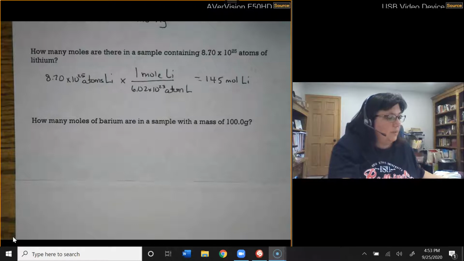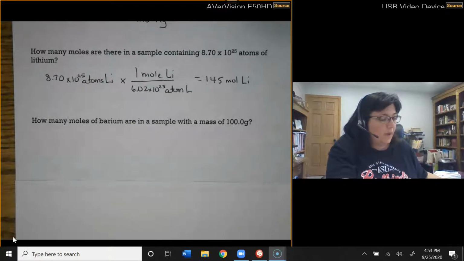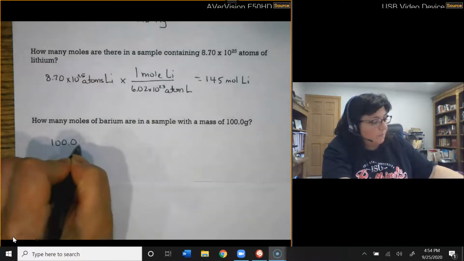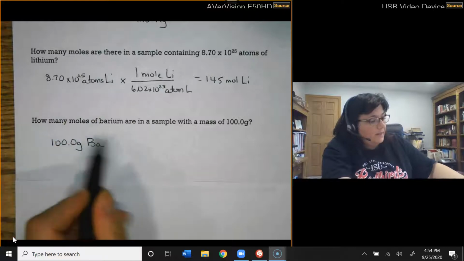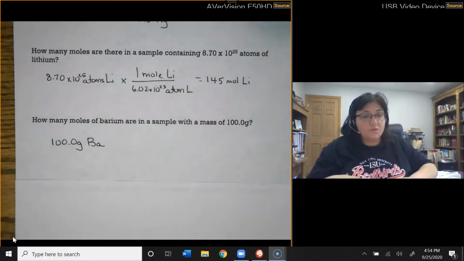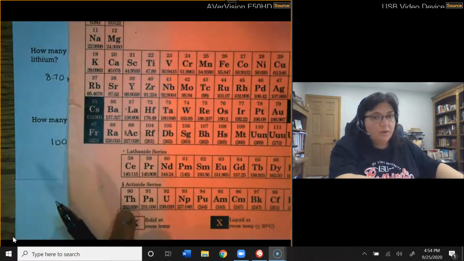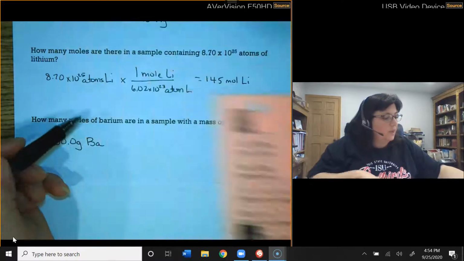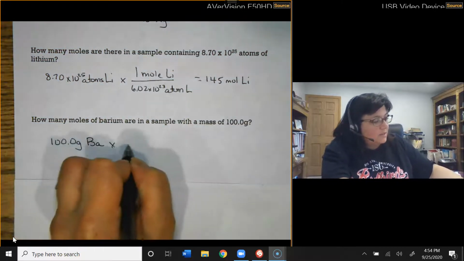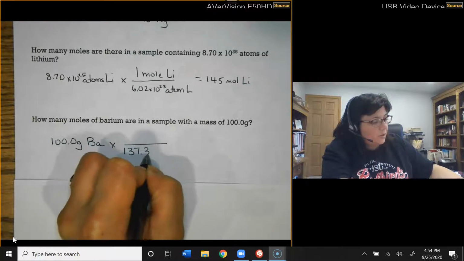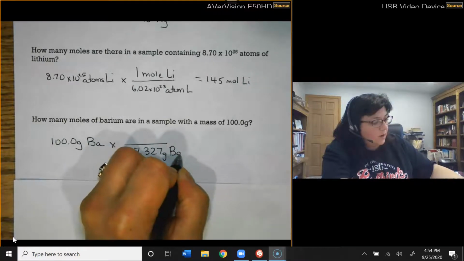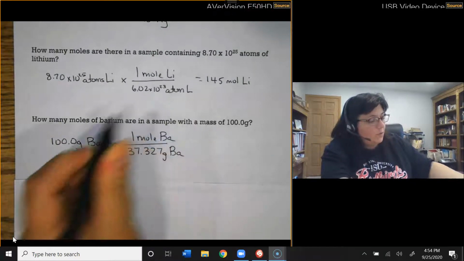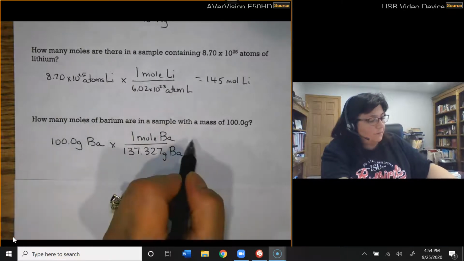Next one. How many moles of barium are in a sample with a mass of 100 grams? So I've got 100 grams of barium. I need to get to moles. So grams to moles means, once again, molar mass. So I look on my periodic table. Barium weighs 137.327. So where's that one going to go now? Grams has to go on the bottom. 137.327 grams of barium, so that the grams cancel out. 1 mole of barium in the numerator, because that's what I'm trying to find.